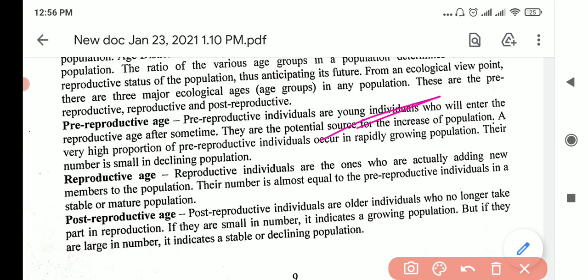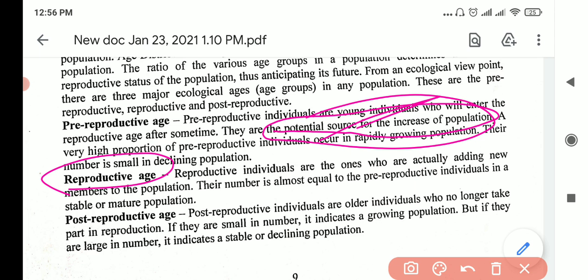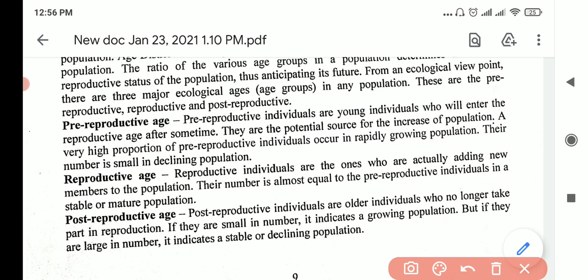The pre-reproductive age group, the children, are the potential source for the next increase. Then the reproductive age: these are the individuals who will be adding new members to the population, maybe around age 20 to 40. And then the post-reproductive, these are the old individuals who are no longer taking part in reproduction. They are too old for that.